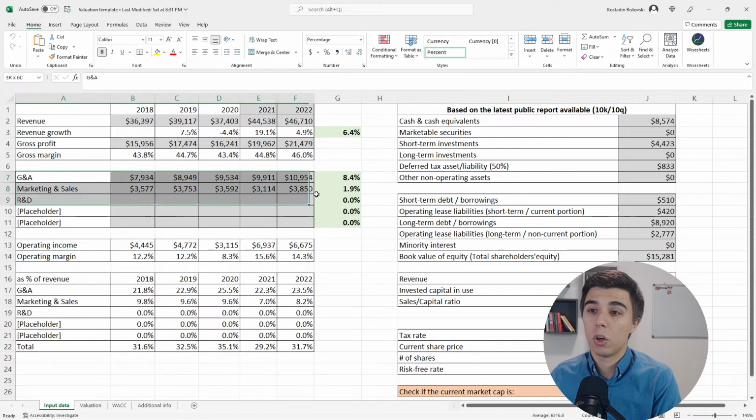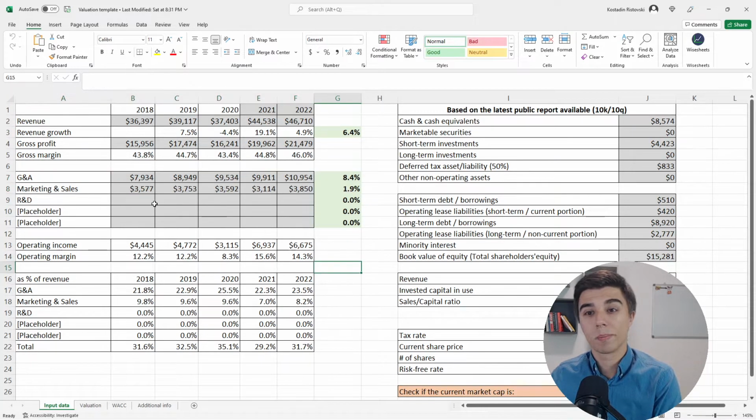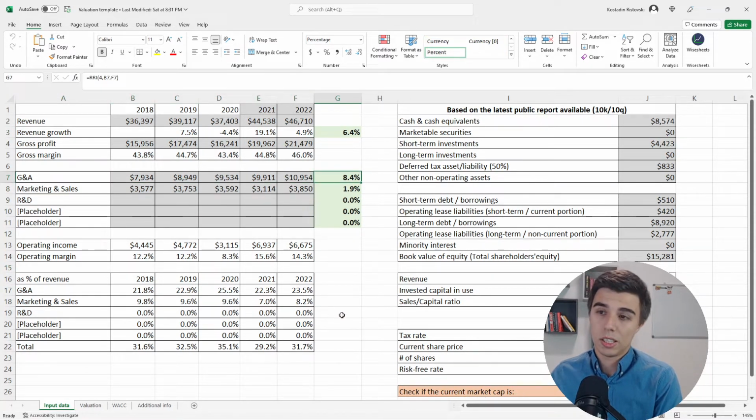Then if we take a look at the operating expenses, this segment is a little bit not optimized, as it grows faster than the revenue, and that's not something that makes sense in the long run.